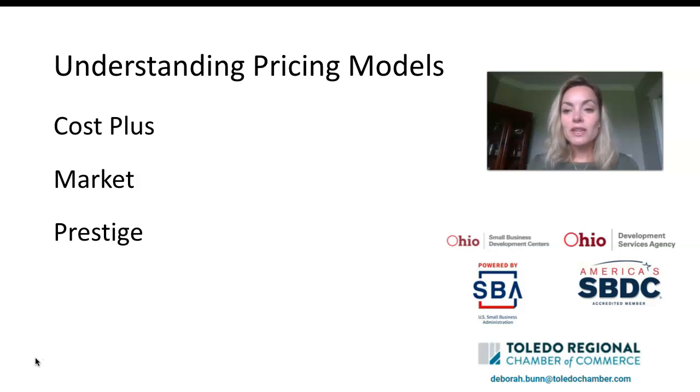So the first one we will talk about is cost plus, and then we'll go into market pricing and then prestige pricing. You may have heard these terms before and we'll go through and break it down for you. They're pretty simple to understand, and some I would say are better pricing methods than others. So we'll go through some of the disadvantages and advantages as we move forward.